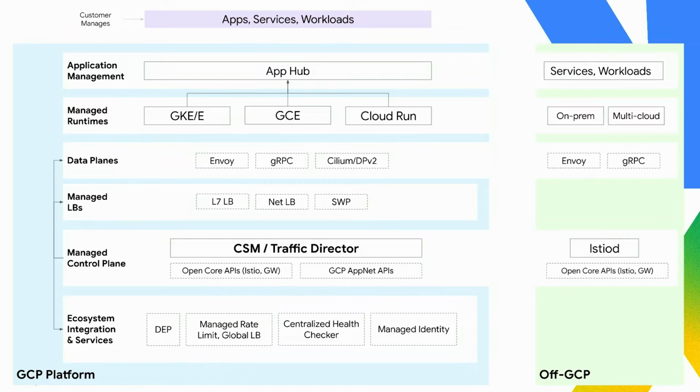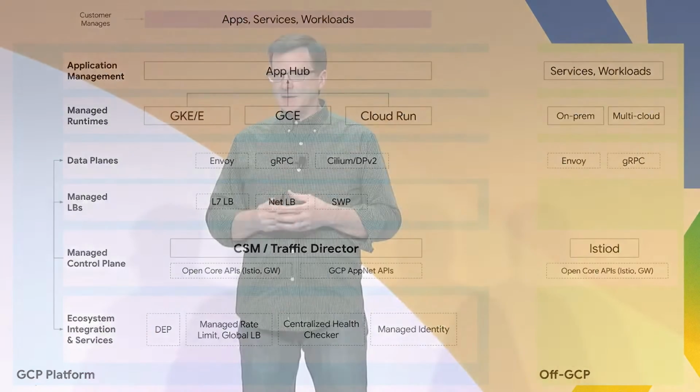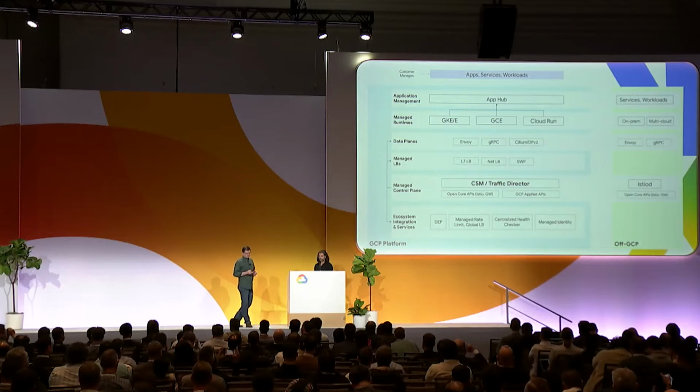And then finally, you want Service Mesh to be across all the places where your workloads are running. So that means on-prem and on other clouds. In that case, our control plane is Istio-D, so leveraging that open source investment. We have envoys and gRPC proxies, and this works, again, across several different kinds of workloads in that off-GCP environment.